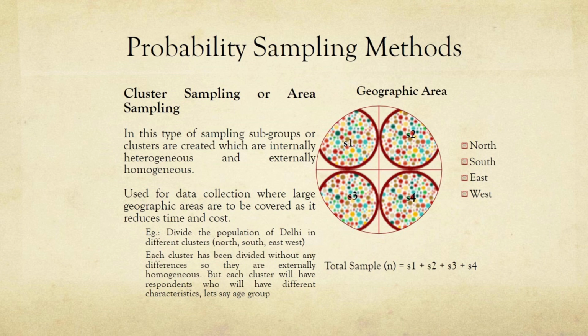Since the population belongs to Delhi, they have the same characteristic of belonging to the same geographic area. Externally, cluster 1 belongs to Delhi, cluster 2 belongs to Delhi, and 3 and 4 too. All 4 belong to Delhi, so externally they are the same, homogeneous. But internally, each cluster will have different characteristics. Each cluster can be further subdivided by, let's say, age group, education background, marital status. All these are different subgroups or subclusters into which you can further divide each cluster.